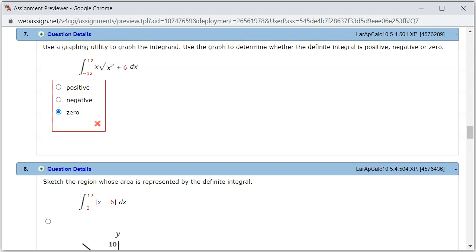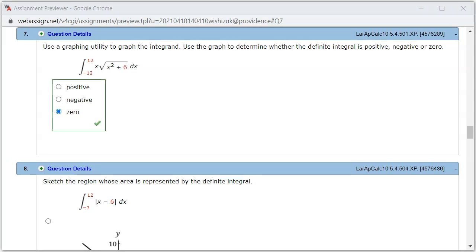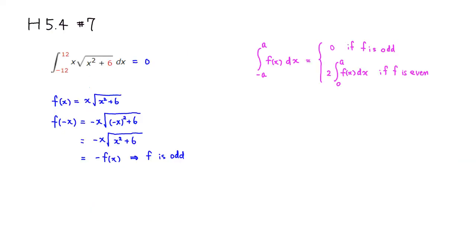Let's check the answer. It came back and looks like we got this one correctly. All right, that's it. I hope that this was clear.